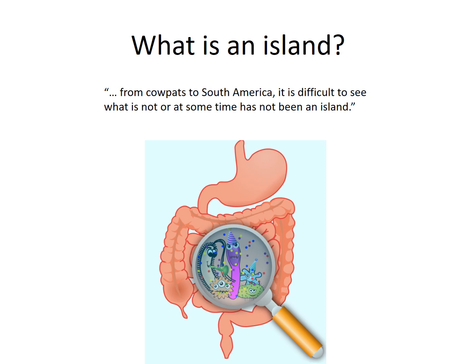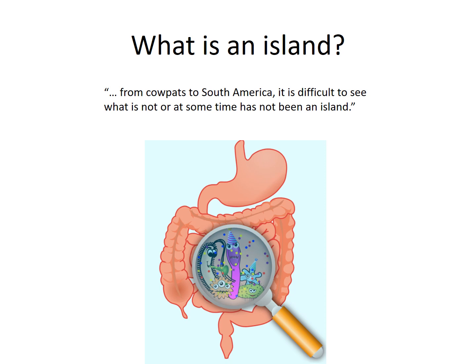And the quote at the beginning of chapter 2 is really illustrative of the breadth of things that can be classified as islands. And the picture beneath this quote does the same. So I want you to think about the quote first. From cow pats, so piles of cow poop, to South America. It's difficult to see what is not, or at some time has not been, an island. So how could a pile of cow poop be an island? How could South America be an island when it's as big as it is?